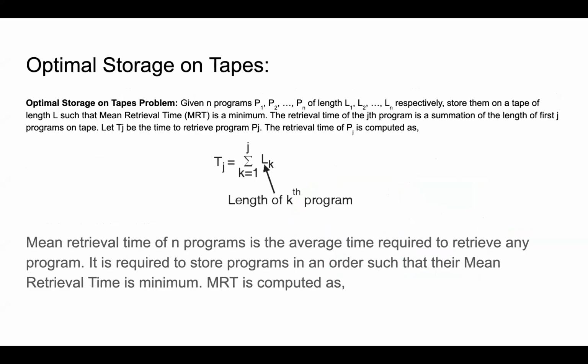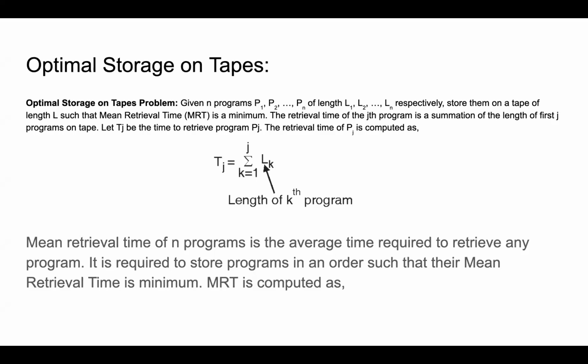Then we went for optimal storage on tapes. What is it now? Optimal storage on tapes. One tape is there, and a number of programs are there, having different lengths for different programs. Means P1's length is L1, P2's length is L2, and up to program PN, its length is LN.